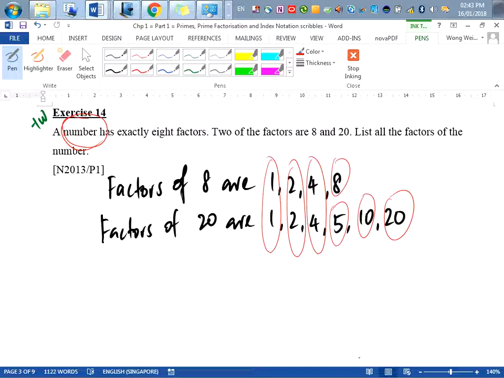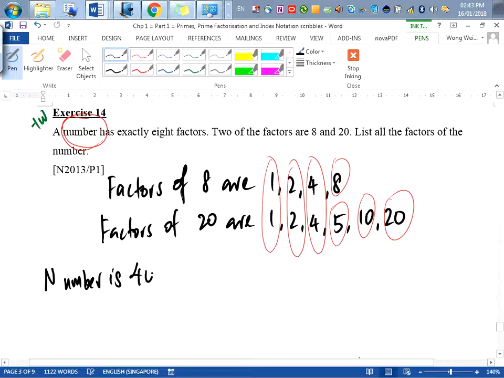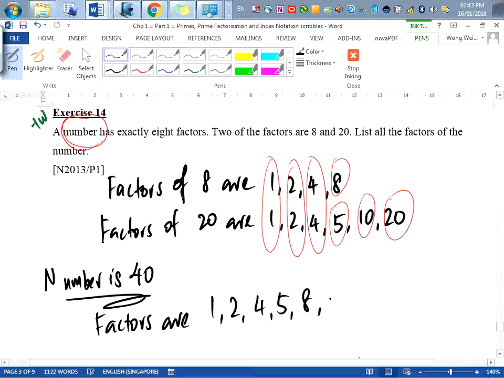What is the number? Yeah, y'all already got the answer. The last number is 40. We just take 20 multiplied by 2 and we get 40. Right? So let's see, if the number is 40, then the factors are 1, 2, 4, 5, 8, 10, 20, and 40. How many factors are there? Exactly 8. Okay?